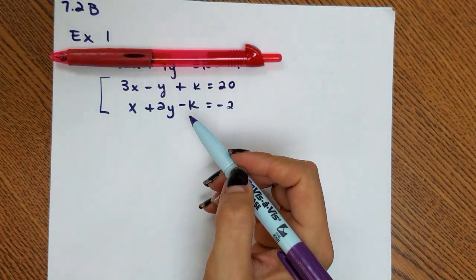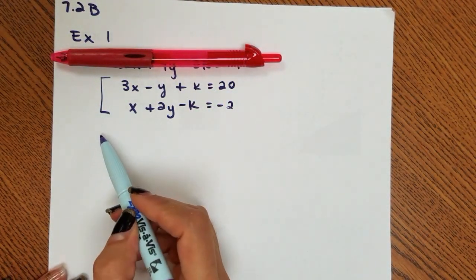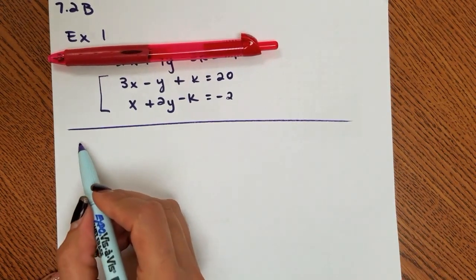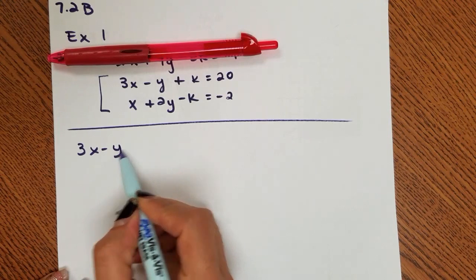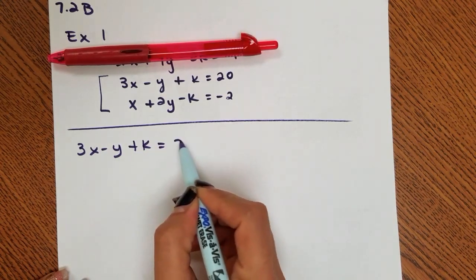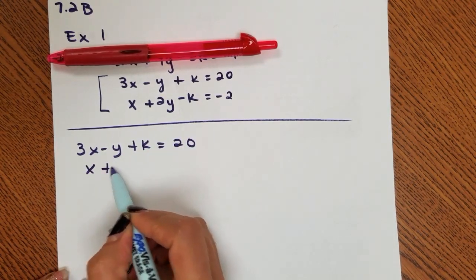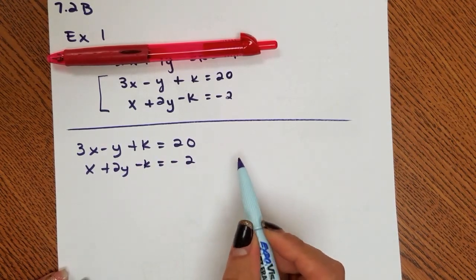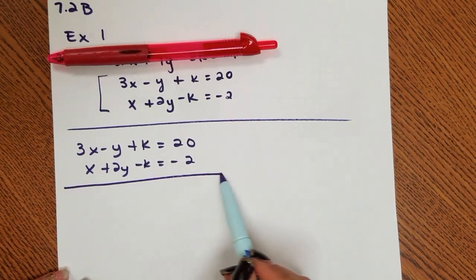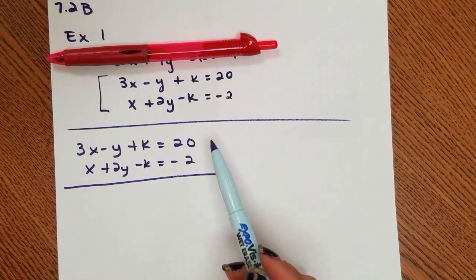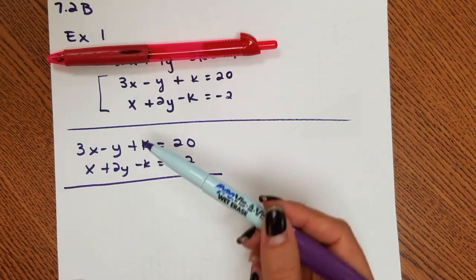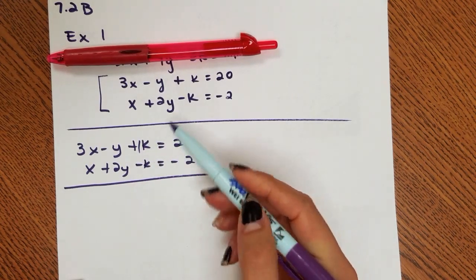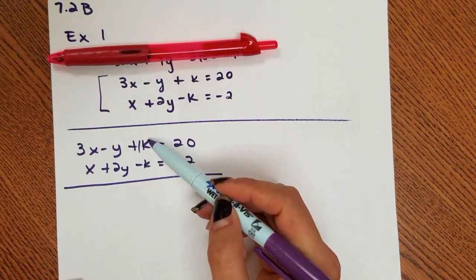these variables here. Okay, so I'm just going to draw a line here and rewrite them down here at the bottom so we don't get confused. 3x minus y plus k equals 20. X plus 2y minus k equals negative 2. So in the same way that you would use elimination with the two variable systems, you're going to do it here. K have the same coefficient of 1 and opposite signs. So I'm just going to combine these 2 equations here.